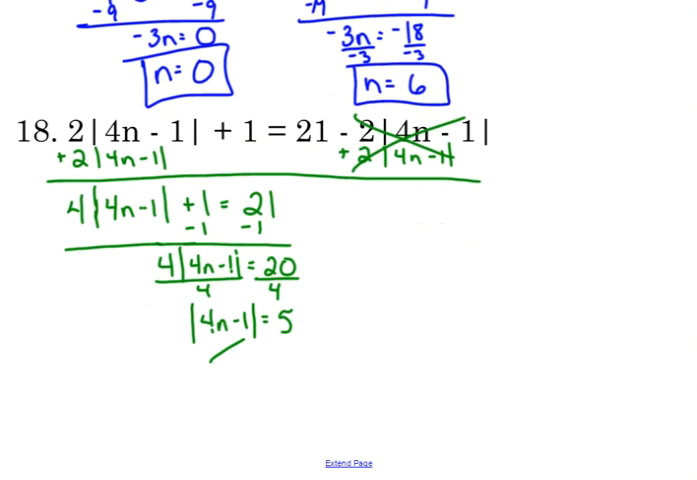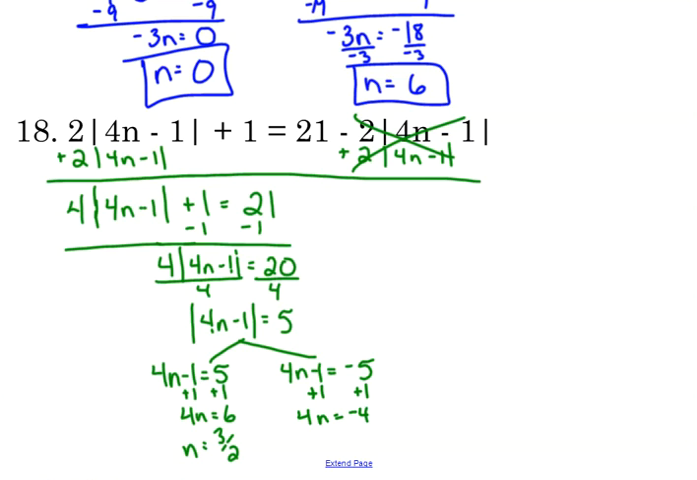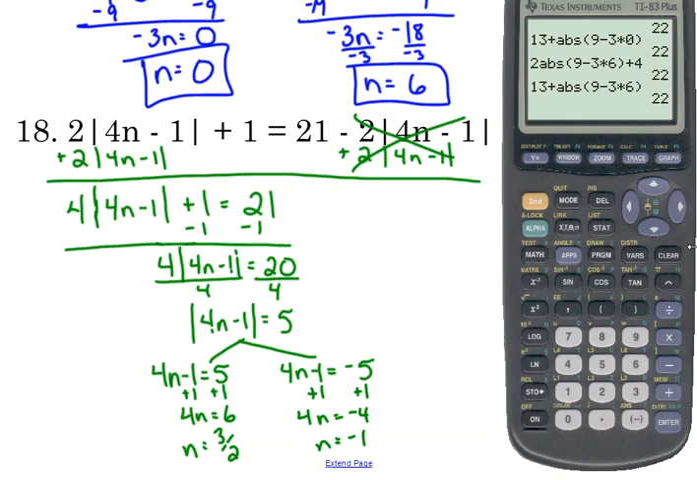Two cases. Keep everything the same. Drop the absolute value. Change the sign. 4n is equal to 6, so n is equal to 3 over 2. 4n is equal to negative 4, so n is equal to negative 1. I just didn't show the division in those. Probably our answers are okay, but let's check them just in case.